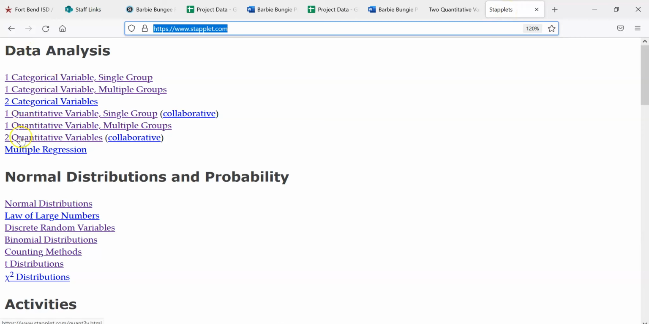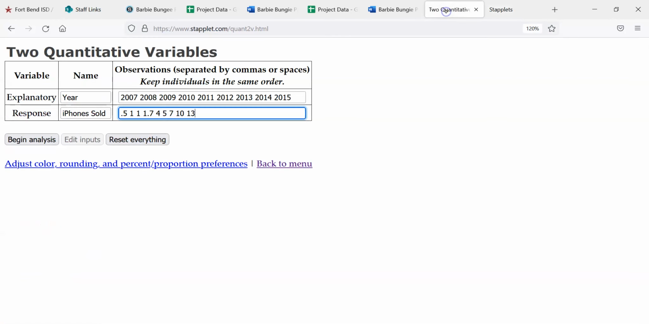On the front page we're going to be using two quantitative variables like we've been doing. For explanatory put year and type out all the years, and for response put the iPhones sold, and type out all of those, and make sure you don't miss any, because these go with each other, right? Like 2007 goes with 0.5, 2008 goes with 1, 2009 goes with 1. So make sure you type it in correctly, and if you need to, go ahead and pause the video and get that typed in.